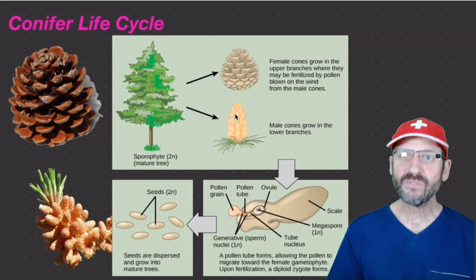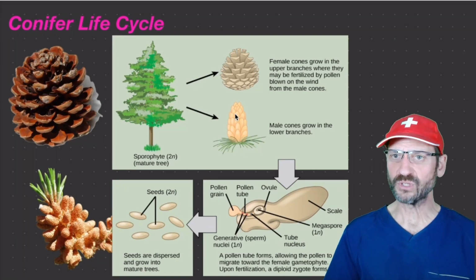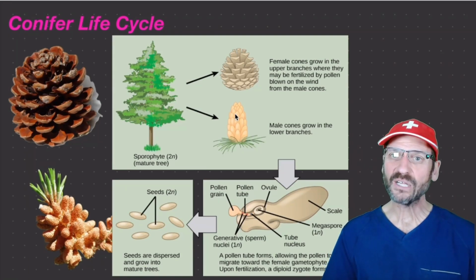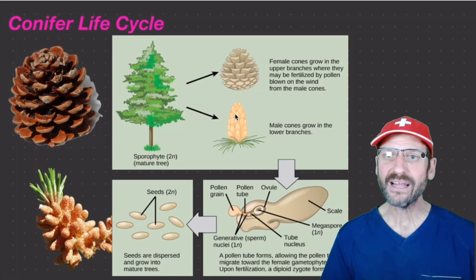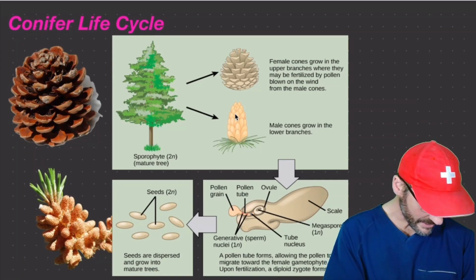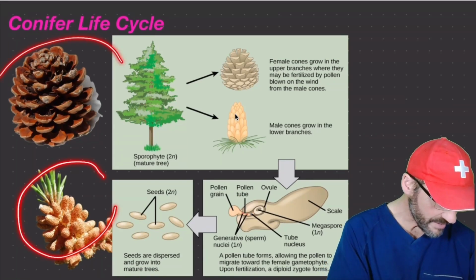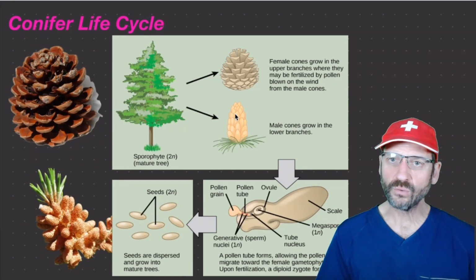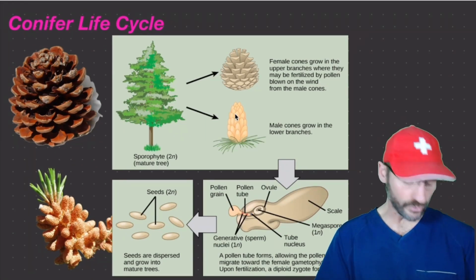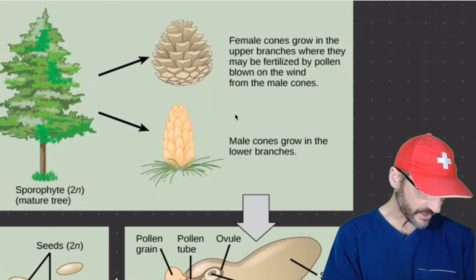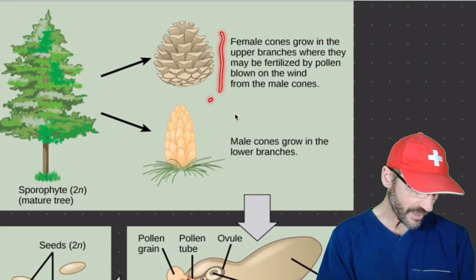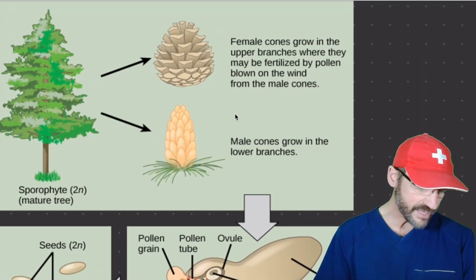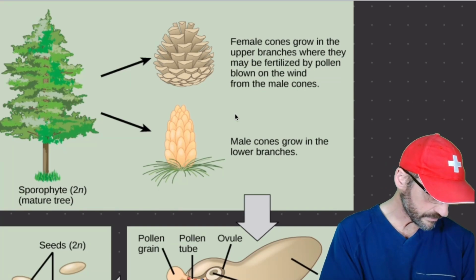Pine trees are an example of gymnosperms called conifers. A single pine tree makes both male and female cones. And you can see here's a male cone and here's a female cone. Female cones, also called ovulate cones, grow in the upper tree branches where they may be fertilized by pollen blown on winds from the male cones.